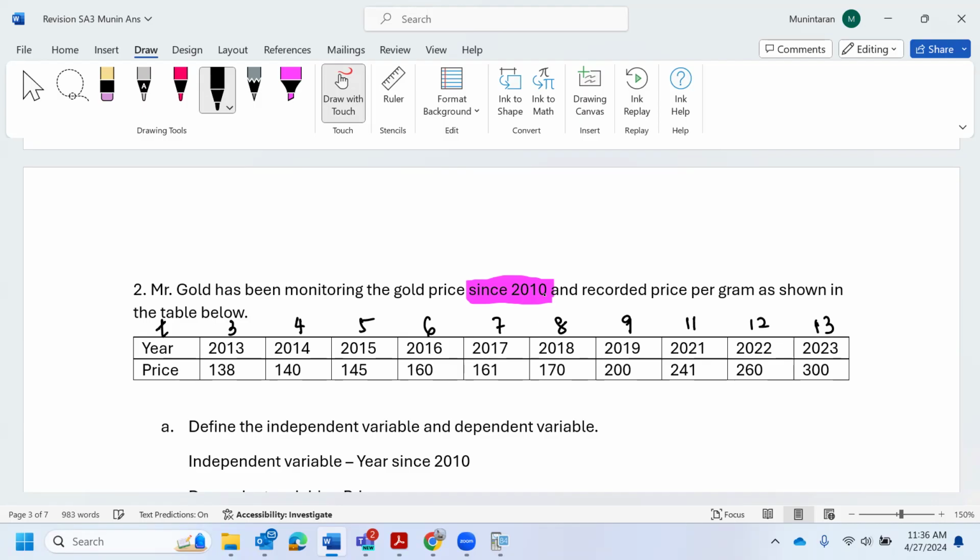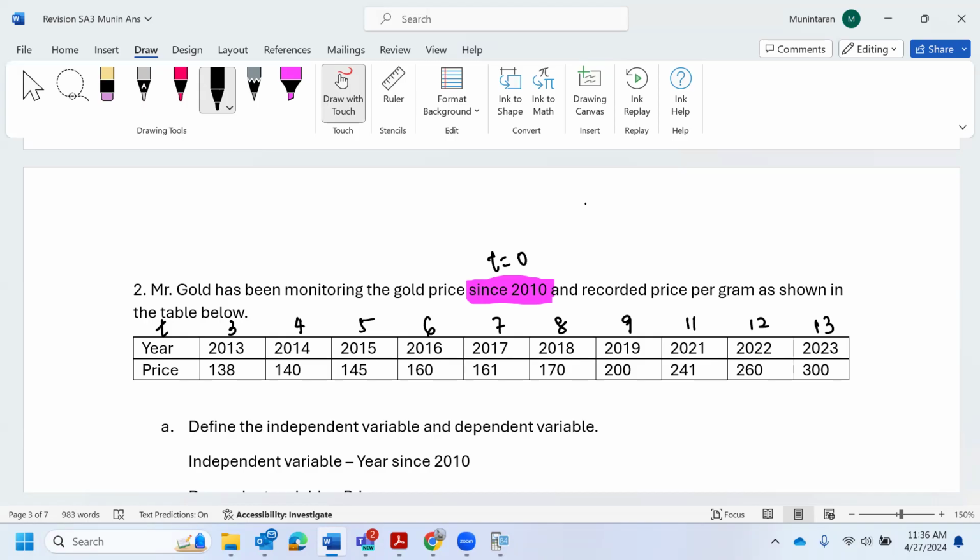Why? Because it's since 2010. So 2010, that is T equals 0. If you put 2010, your gradient will be okay, but your y-intercept will be wrong. Okay, your y-intercept will be wrong.